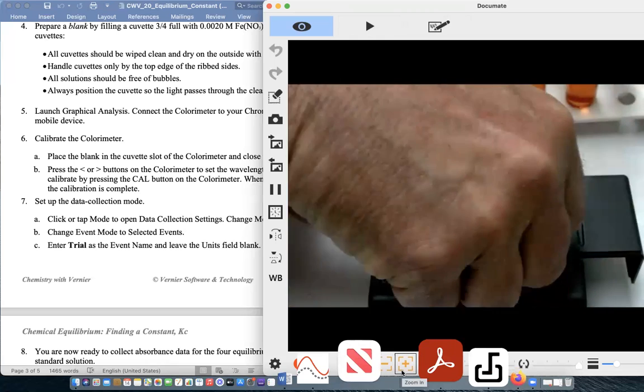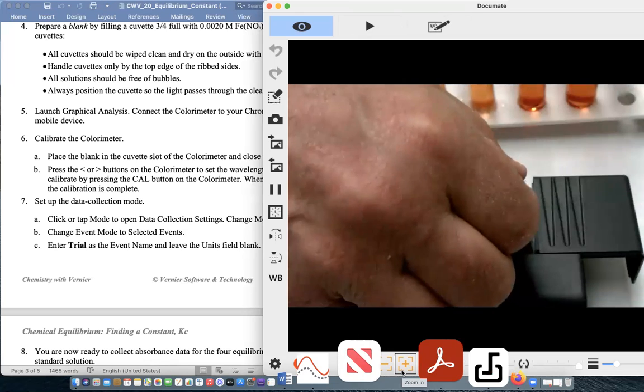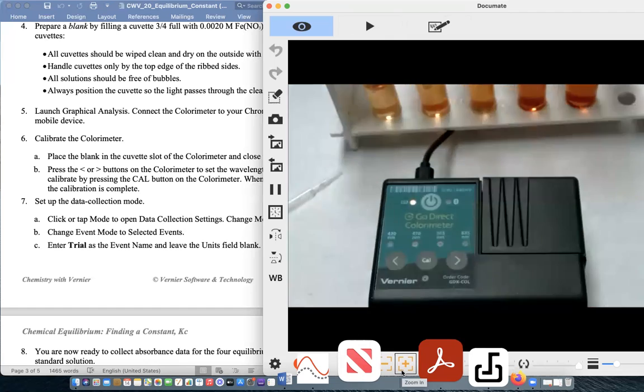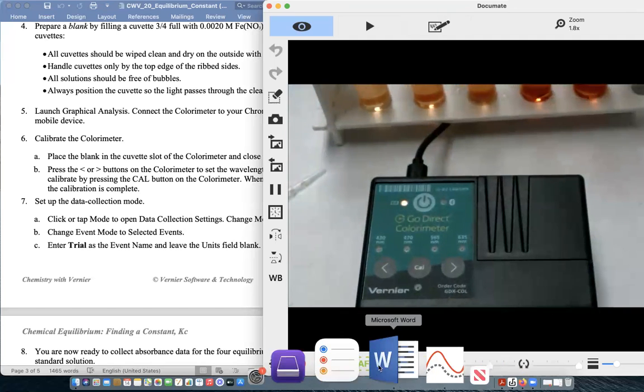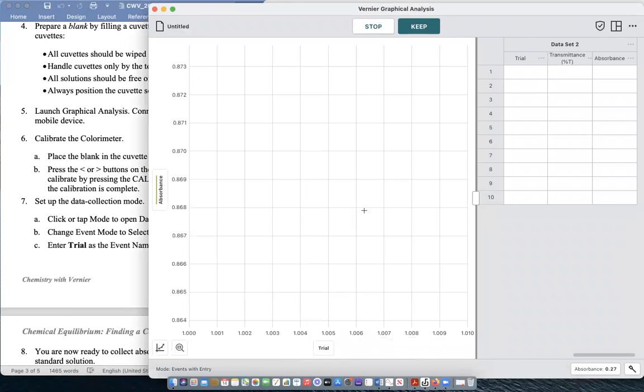When we look at the graphical analysis app, we are now ready to start collecting data. And what we would do is begin with the most dilute solution first, which is test tube number 1, which had only 2 milliliters of the FeSCN with 5 milliliters of the iron. Make sure I close that up. And let's take a look at the graphical analysis app to allow us to work with this.